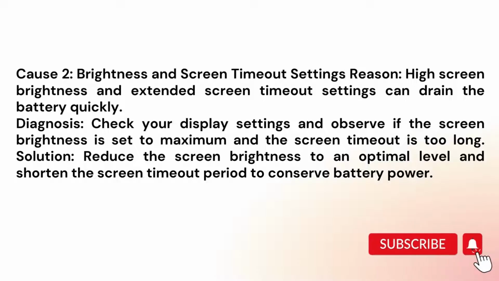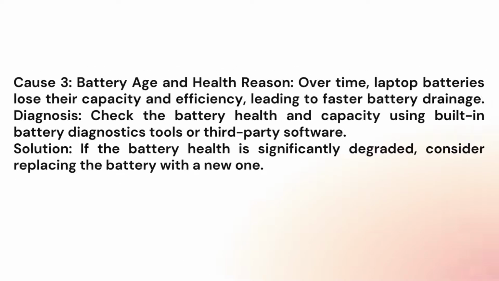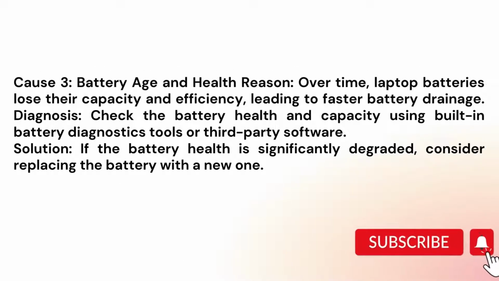Cause 2: Brightness and screen timeout settings. Reason: High screen brightness and extended screen timeout settings can drain the battery quickly. Diagnosis: Check your display settings and observe if the screen brightness is set to maximum and the screen timeout is too long. Solution: Reduce the screen brightness to an optimal level and shorten the screen timeout period to conserve battery power.